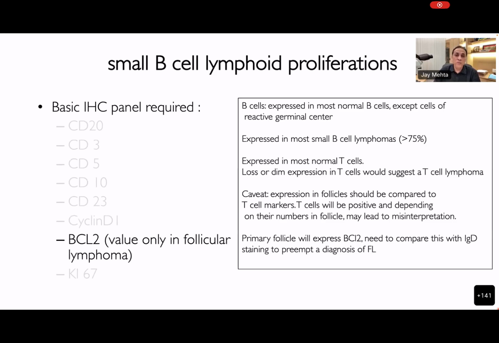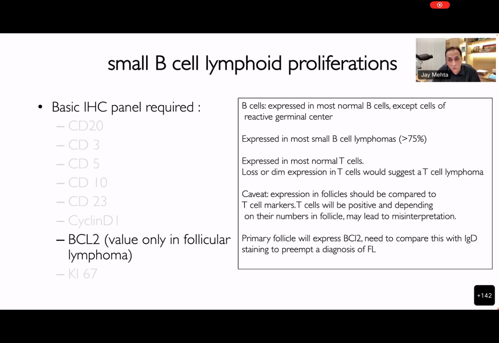BCL2, according to me, has value only in follicular lymphomas. Almost all of the other low-grade small cell lymphomas will tend to express BCL2, so that's not a discriminating feature to call something lymphoma or otherwise. BCL2 is expressed in most normal B cells except cells of the reactive germinal center. Therefore, it's helpful to call something a follicular lymphoma, because the normal reactive germinal center cells will not express BCL2.